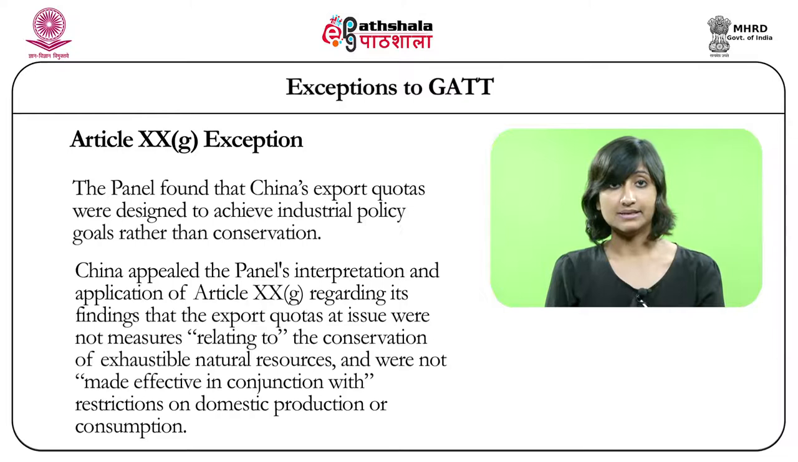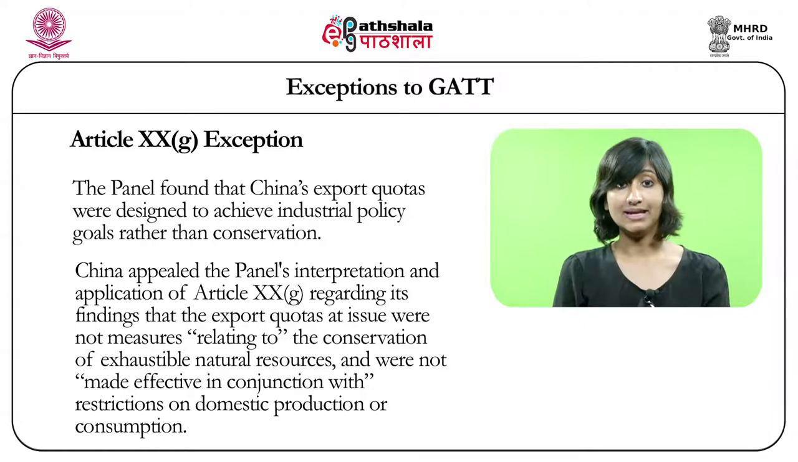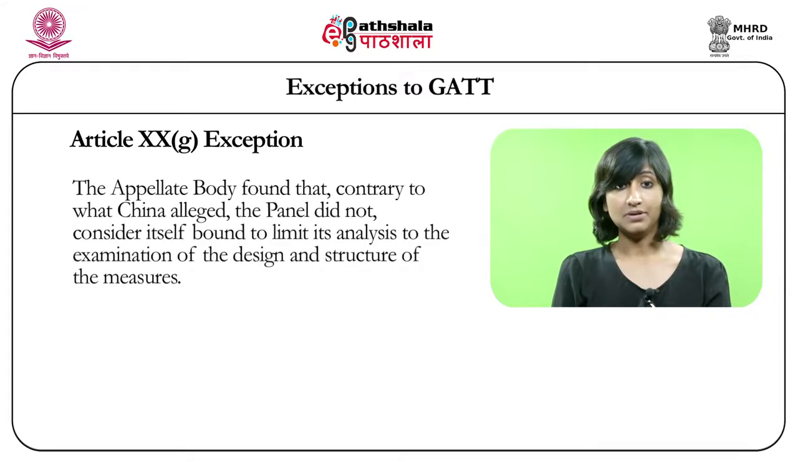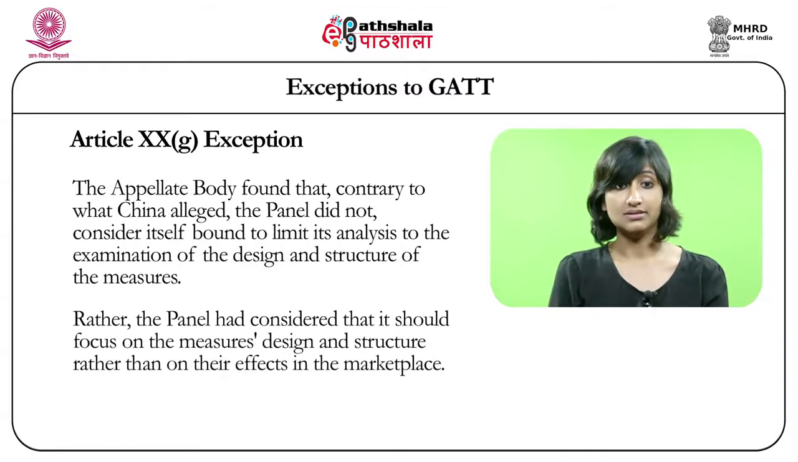China appealed the panel's interpretation and application of Article 20(g) regarding its findings that the export quotas at issue were not measures relating to the conservation of an exhaustible natural resource and were not made effective in conjunction with restrictions on domestic production or consumption. The Appellate Body found that, contrary to what China alleged, the panel did not consider itself bound to limit its analysis to the examination of the design and structure of the measures. Rather, the panel had considered that it should focus on the measure's design and structure rather than on their effects in the marketplace.